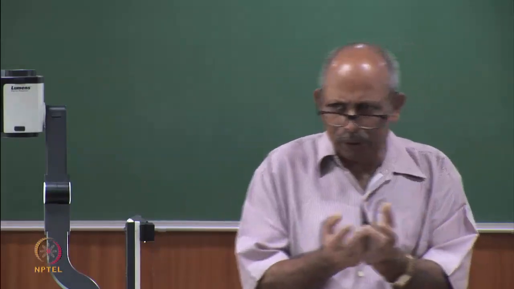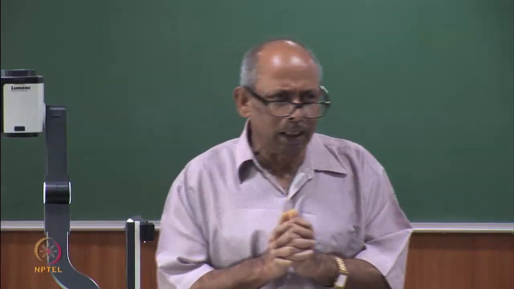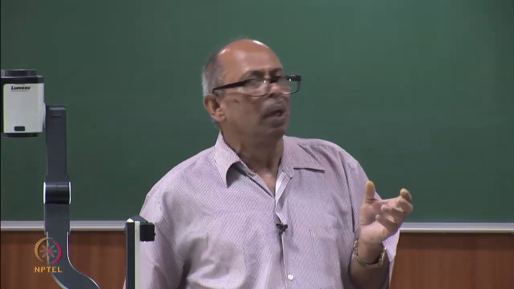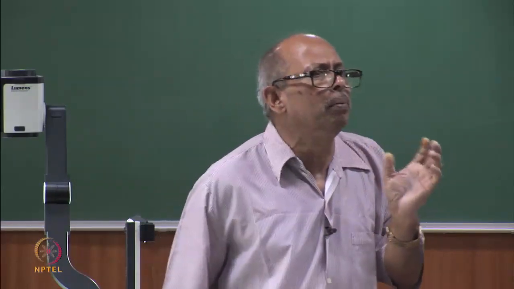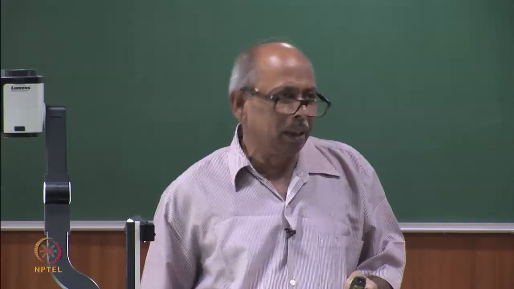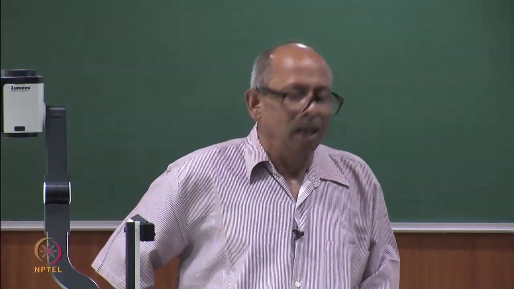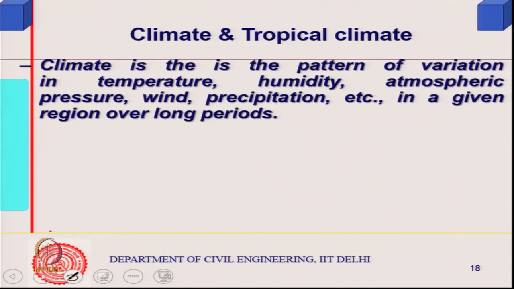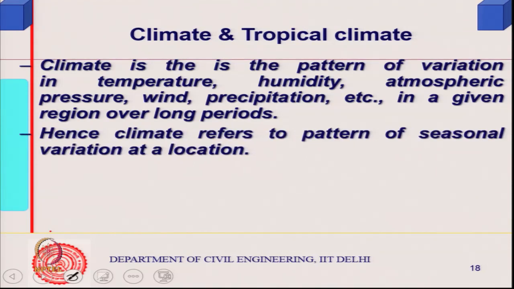Now, having knowledge of all these factors and a little bit of equations for calculating radiation, we can look into the environment and classify it, and this classification is done in terms of climate. How? Climate is basically the pattern of variation in temperature, humidity, atmospheric pressure, wind velocity, precipitation, etc. in a given region over long periods. That is what climate is, it is the pattern of variation. Hence, climate refers to the pattern of seasonal variation at a location.